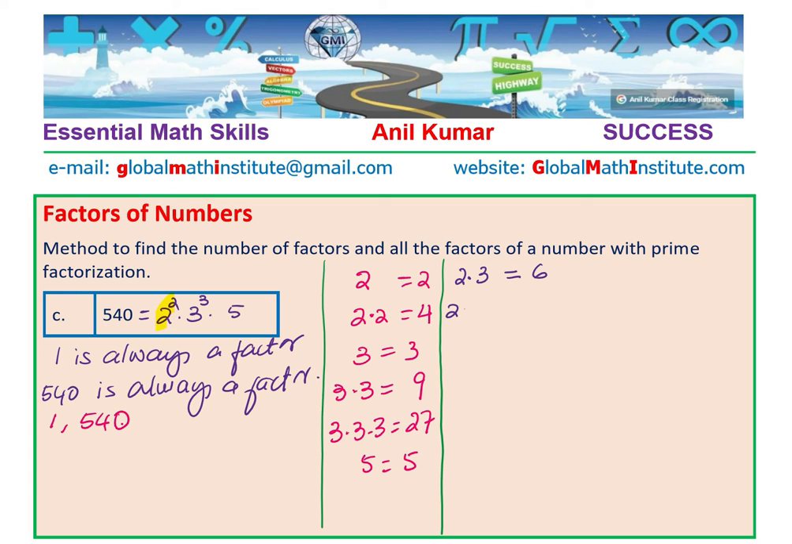I could multiply a 2 with 2 3's because I have 3 of them, correct? So 9 times 2, 18 is a factor. I could multiply 1 2 with 3 3's because I got 3 3's, right? 27 times 2 is 54. Makes sense.